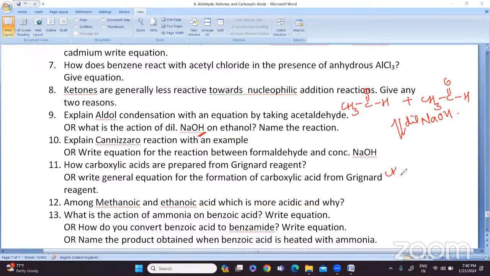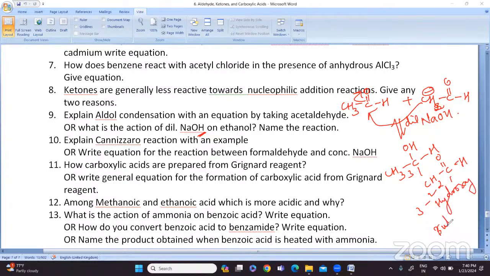So the product obtained is CH3CHOH. Here there will be abstraction of a proton, this will attack, and here it forms OH. So CHOH, then here the group will get attached, that is CH2, C double bond O, H. So this is your 3-hydroxybutanal, with carbons 1, 2, and 3.